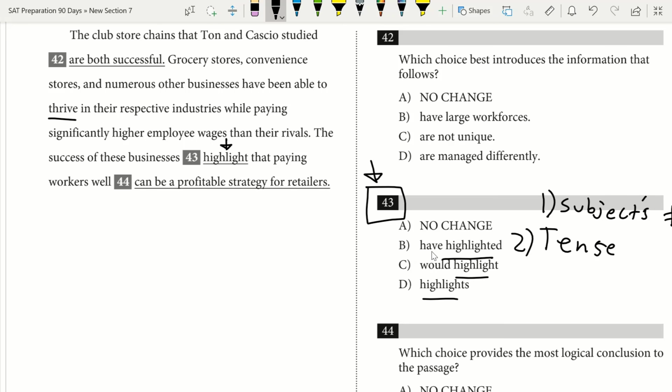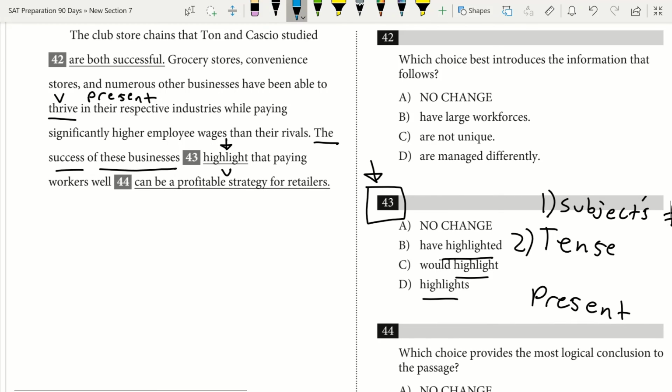Okay, so in this case, I saw I had the verb thrive up here. I see that thrive is present tense, so I want to be in the present tense. Okay, so I know my tense then will be present tense. The next thing that I know is I need to match my subject's number to my verb's number. So I have my verb highlight. Now I need to identify the subject. So I have the success, and then I have of these businesses.